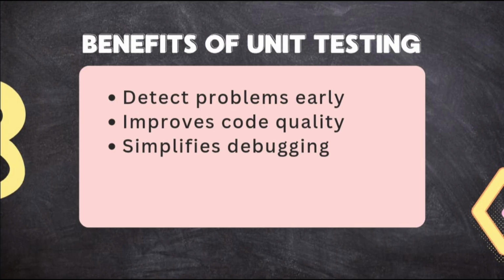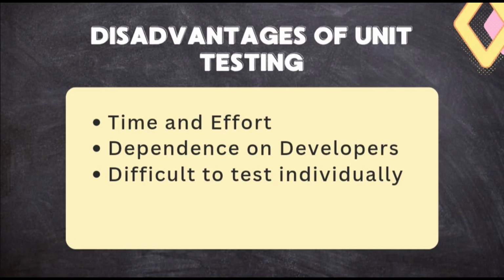There are several benefits of unit testing. First, it helps developers detect problems early, which reduces the chance of major system failures. It also improves code quality because developers are encouraged to write cleaner and more organized code. Another benefit is that it simplifies debugging, since errors can be traced to a specific unit.